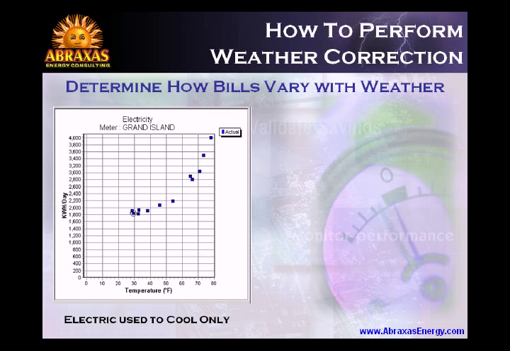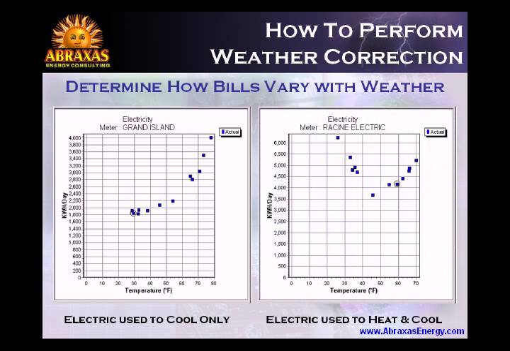The second step in the process is determining how bills vary with weather. The graph displayed shows 12 electric bills. Each bill is designated by a blue dot. The graph shows usage per day versus temperature. The temperature is actually the average temperature in the billing period. We can see that as it gets hotter, more energy is used. The graph tells us that we are using energy to cool. In the next graph, we are able to see that energy is being used to heat and cool.